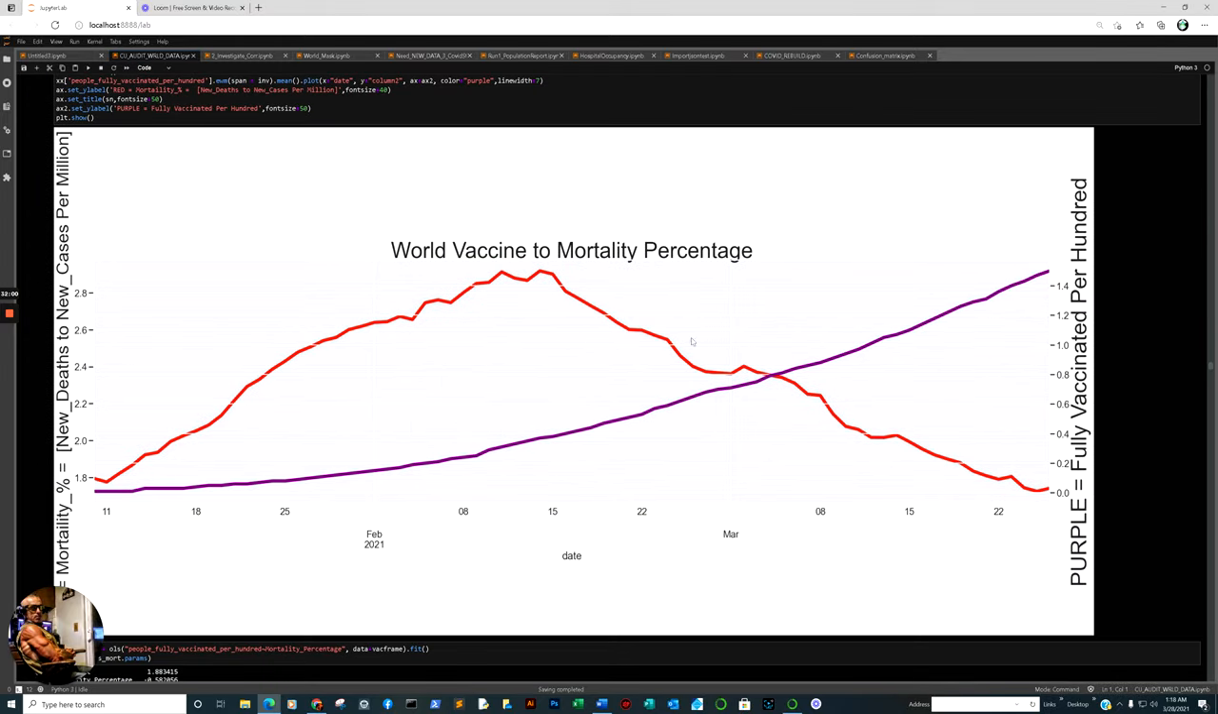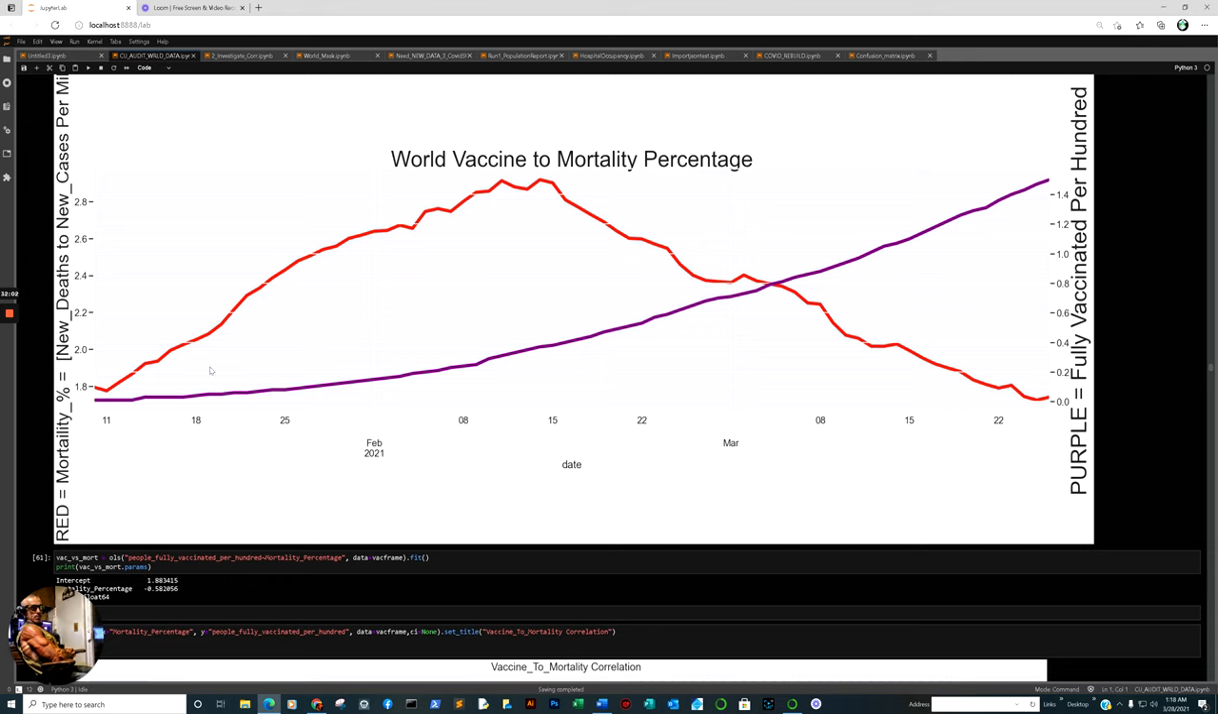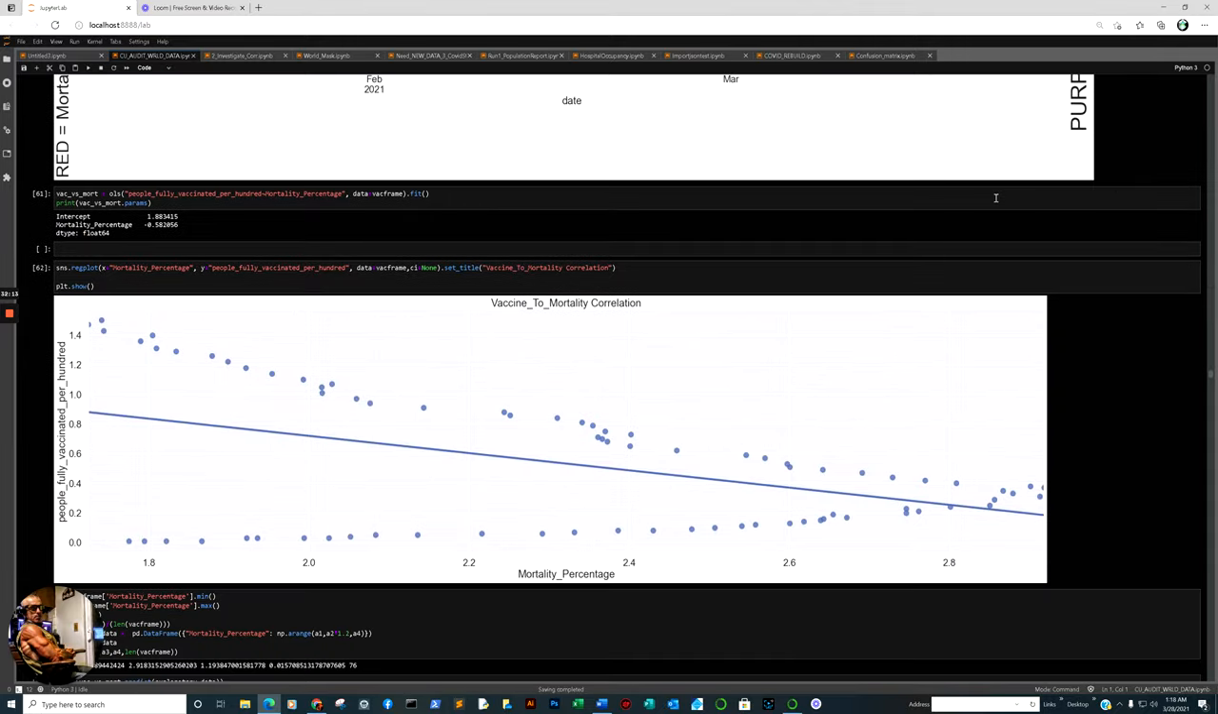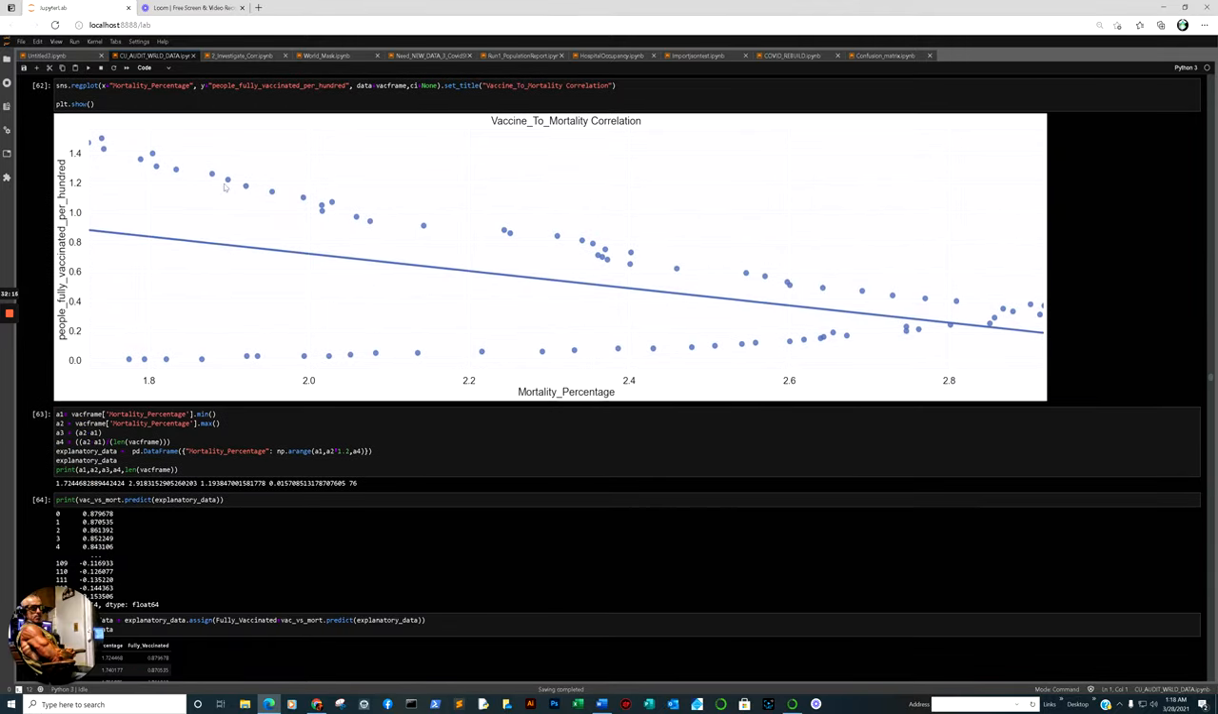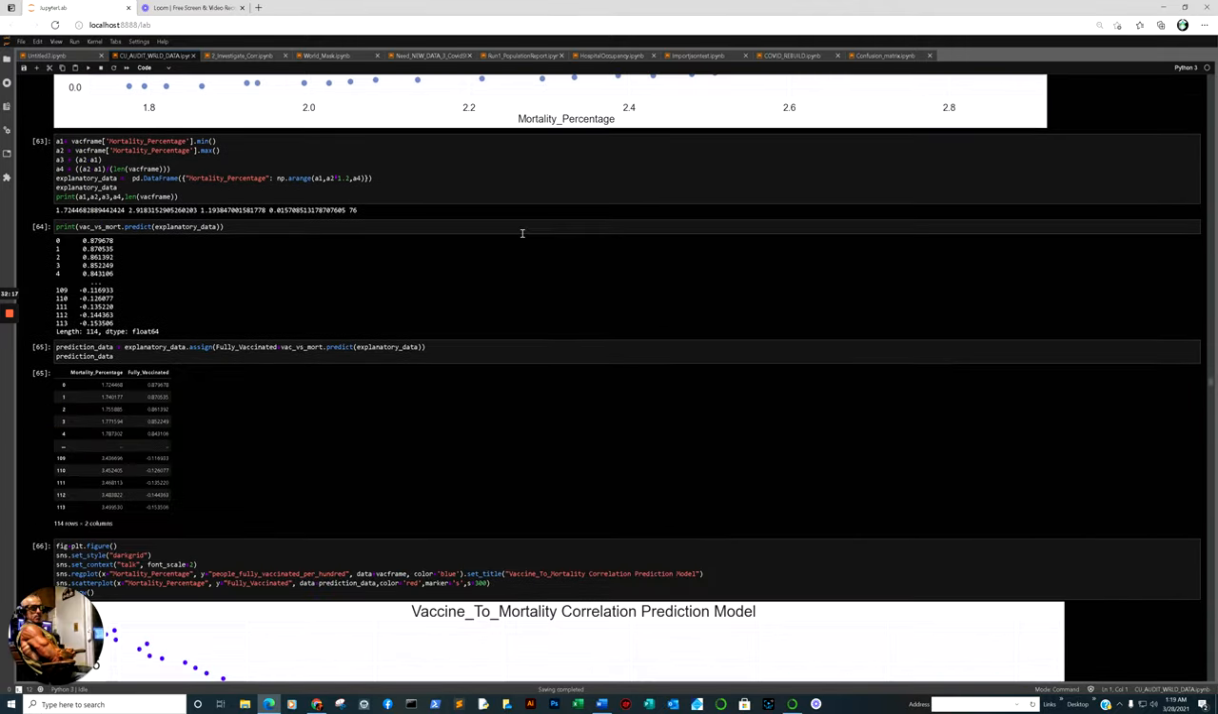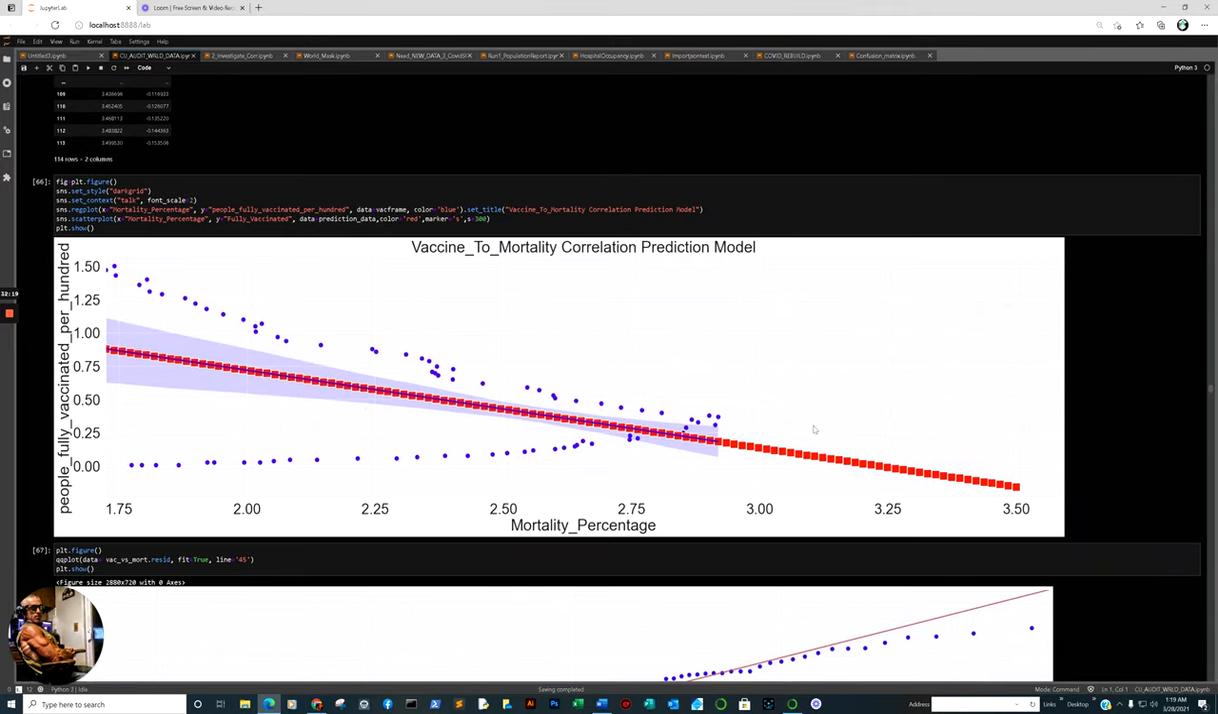World vaccine to mortality percentage. There's your, we already know that's going down. But yeah, we need to weight this based on the number of vaccines. But you see, it's still positive any way you look at it. And what are we doing in the regression plot? Did we look at that before?